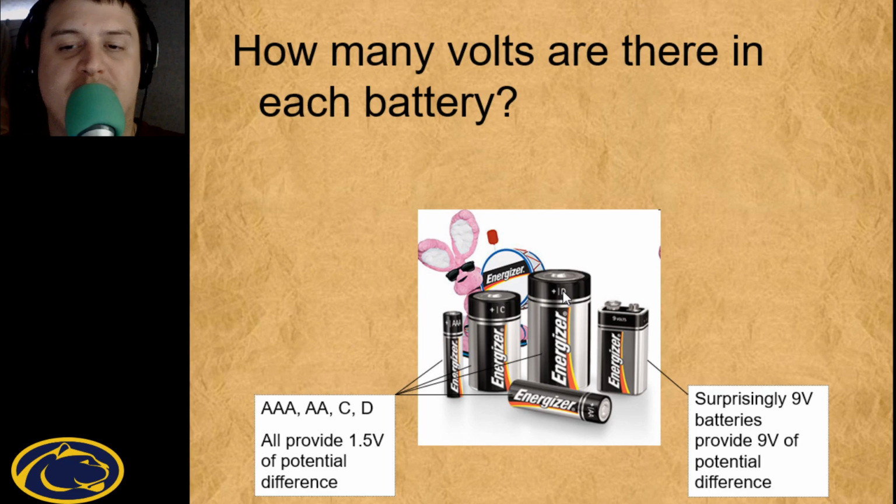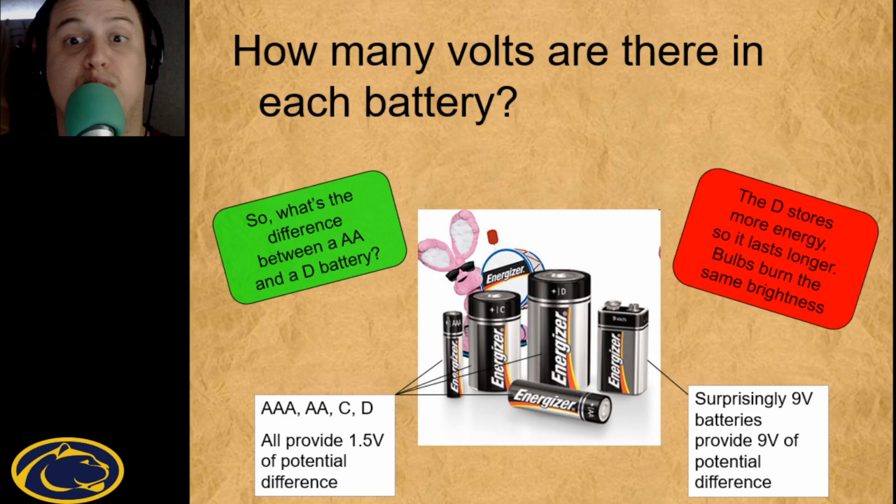So what's the difference between them? The D stores more energy, so it lasts longer. Bulbs burn the same brightness. So if you could make a AA the same length as a D battery, make it fit in there and touch each of the connectors where it would be able to conduct the charge, it would actually give the same brightness. It just wouldn't last as long as the big old D battery. But a 9-volt will actually burn a little differently because it has more voltage.